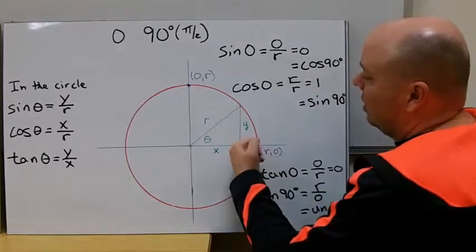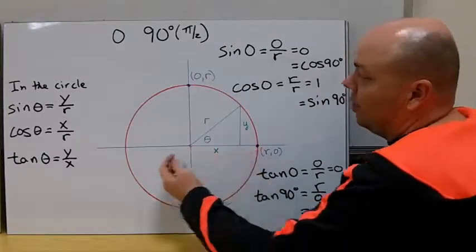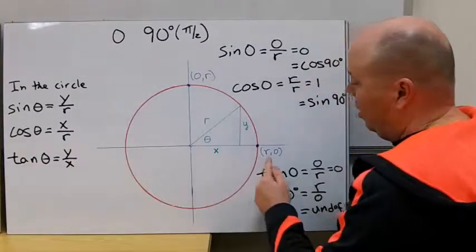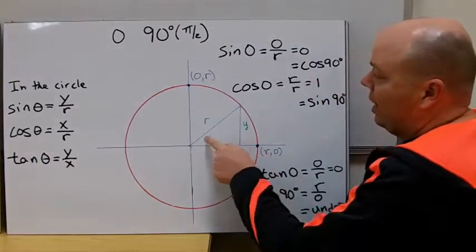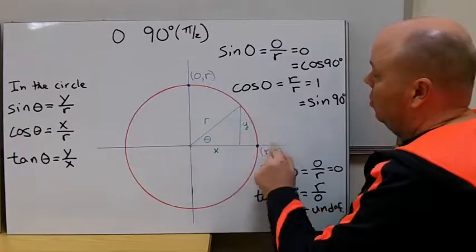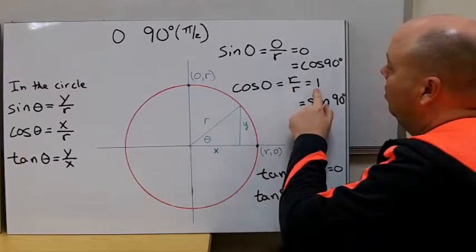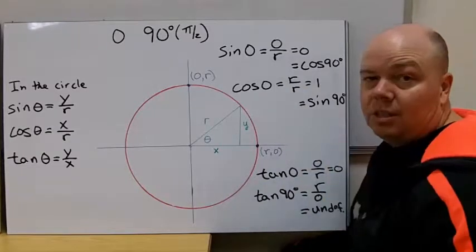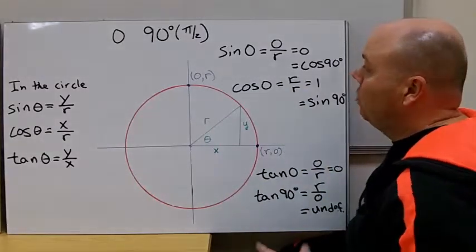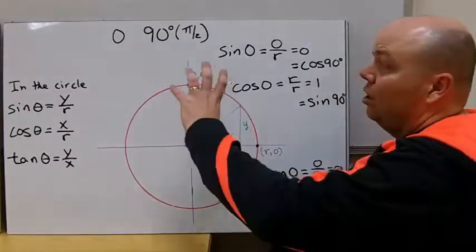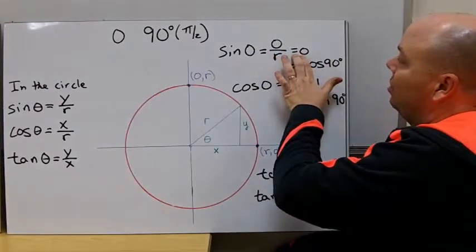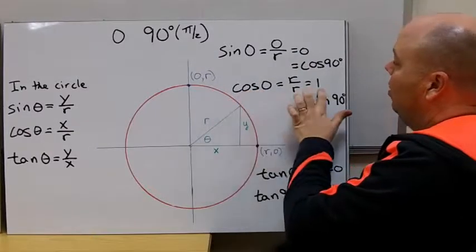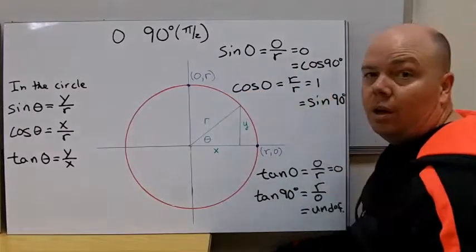What about cosine of 0 degrees? Cosine of 0 degrees is equal to x over r. The x is the radius of the circle, so it's r over r, which is equal to 1. And that's also equal to the sine of 90 degrees. So we've filled in those pieces for sine and cosine. So sine of 0 is 0, cosine of 90 is 0. Cosine of 0 is 1, sine of 90 is 1.